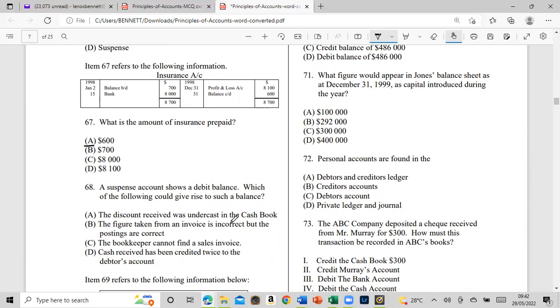So 68 says a suspense account shows a debit balance. Which of the following could give rise to such a balance? Is it A, discount received was undercast in the cash book? B, the figure taken from the invoice is incorrect, but the postings are correct? C, the bookkeeper cannot find a sales invoice? Or is it D, cash received has been credited twice to the debtor's account? And 68, that would be D, cash received has been credited twice to the debtor's account.